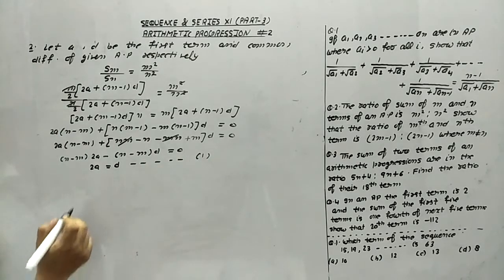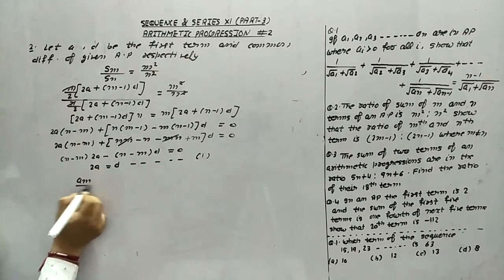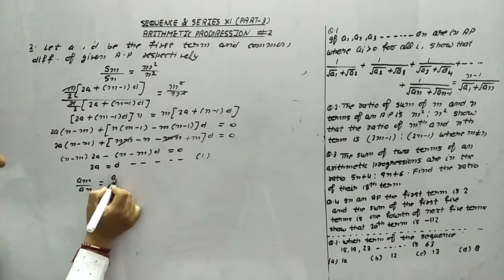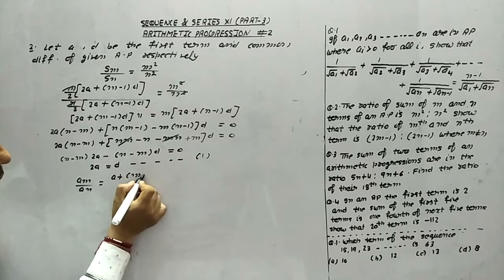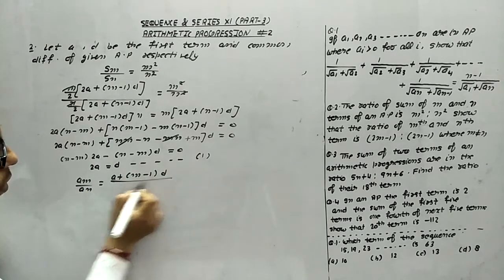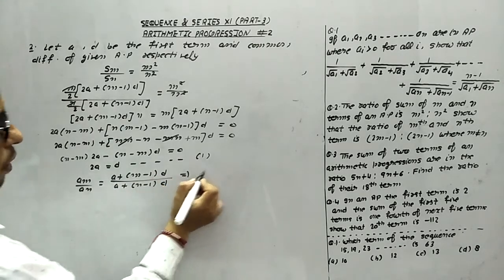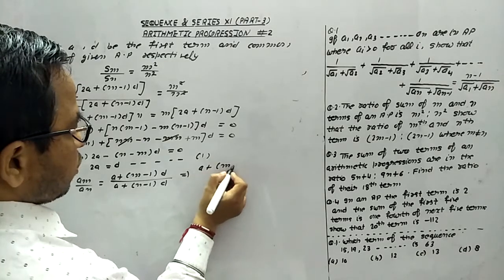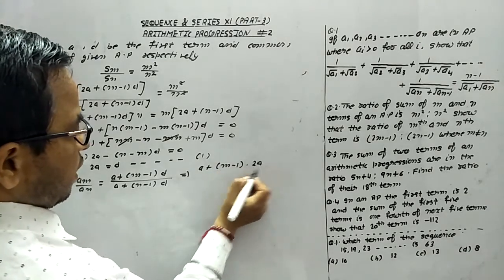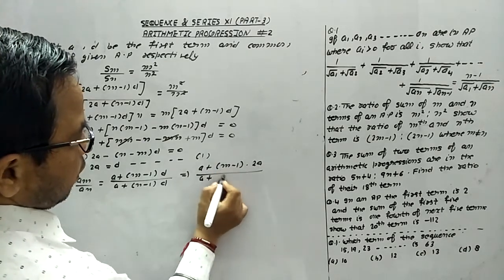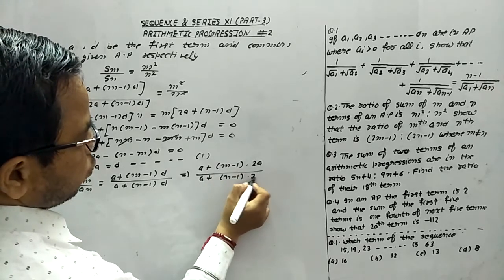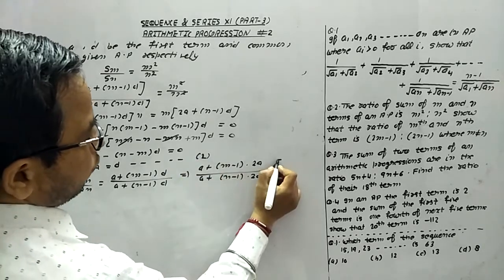Now look at this. We have to find the ratio of the mth and nth term, Am upon An. What is this? A plus (m minus 1) into d upon A plus (n minus 1) into d. Now A plus (m minus 1), what is the value of d? d is 2a. A plus (n minus 1) into 2a. This is from equation 1.